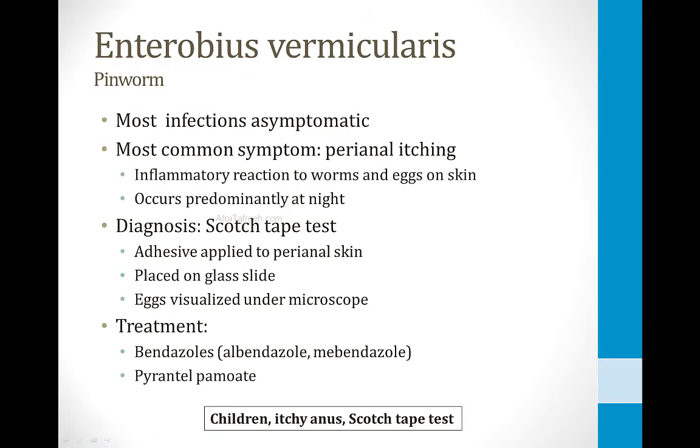Most infections are asymptomatic, but the most common symptom is perianal itching. So there's inflammation from reaction to the worms or the eggs on the skin around the anus, and this occurs predominantly at night. So these children are going to have an itchy anus at night.